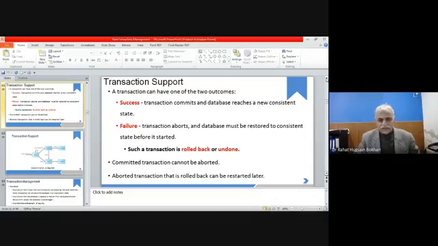Committed transactions can't be aborted. If we executed a transaction and with the SQL command commit you have committed it, then it is not possible to roll it back. Aborted transactions that are rolled back can be restarted later. What does that mean? If I have rolled back, the transaction currently carried out is not committed, so we have to reach the previous state of the database. Again, we have to restart the same transaction, and we see whether it is fully successful or not.